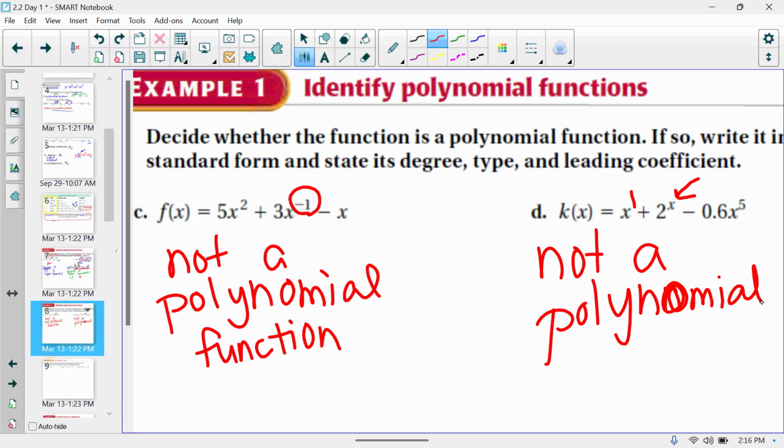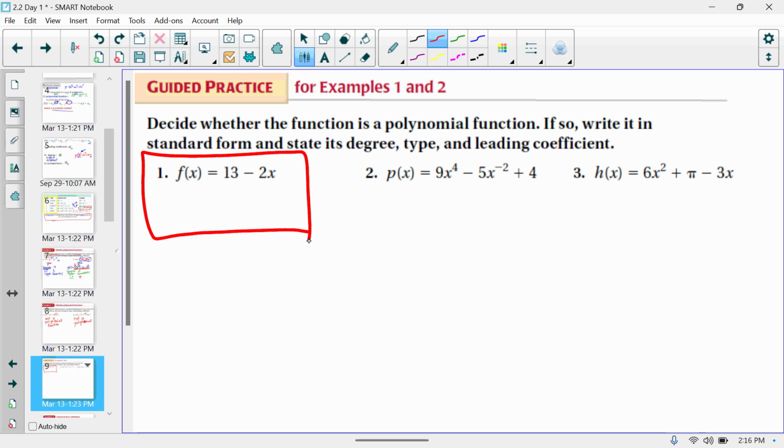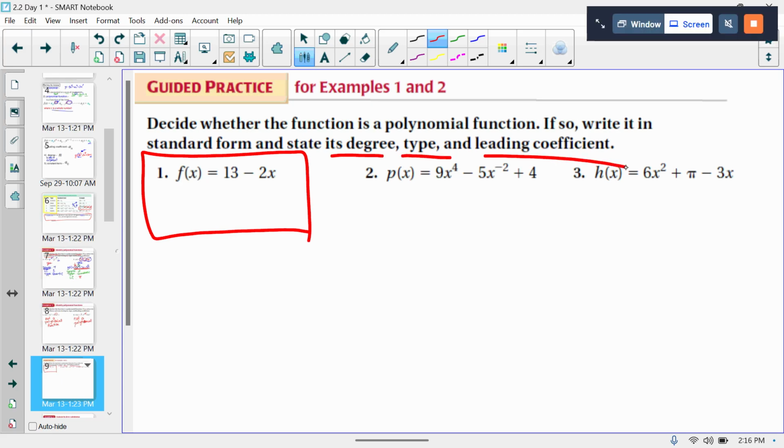So I'm going to give you the chance to try a couple on your own. You take a look at this first one, and we're going to answer the same question. First of all, is it a polynomial? Right? Whether you think it is or not. And then if it is, go on and answer the questions. Tell me the degree, type, and leading coefficient.